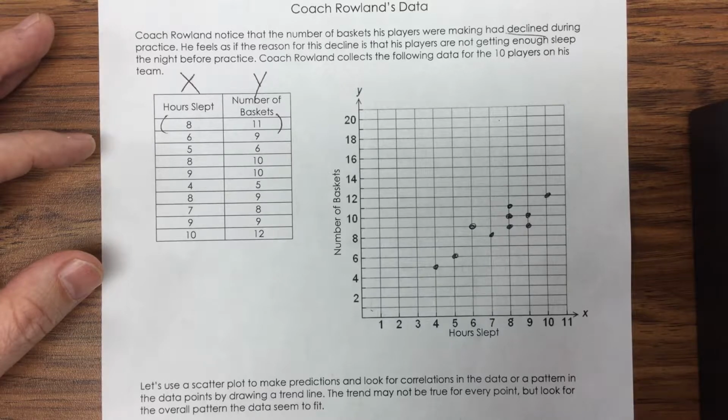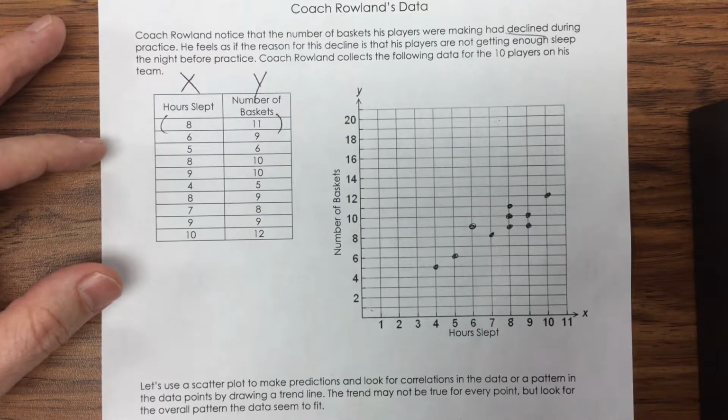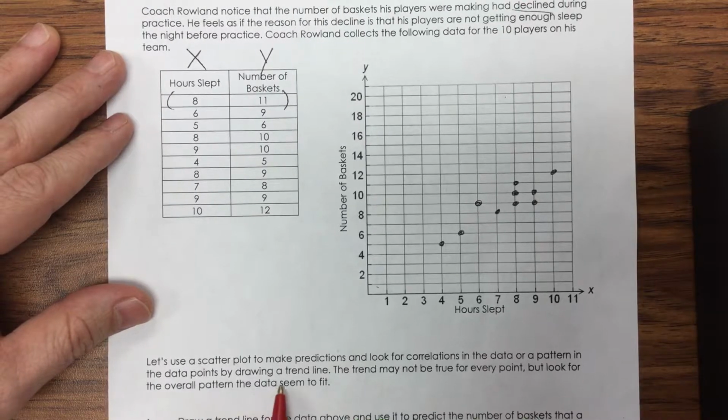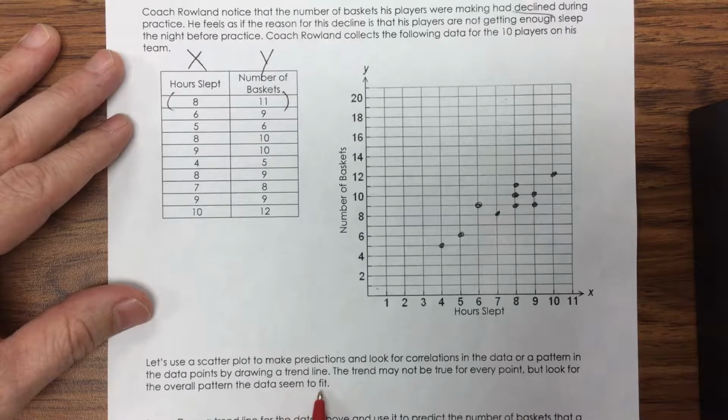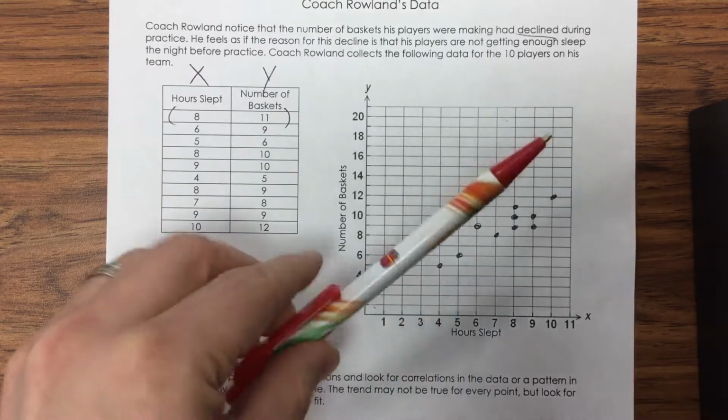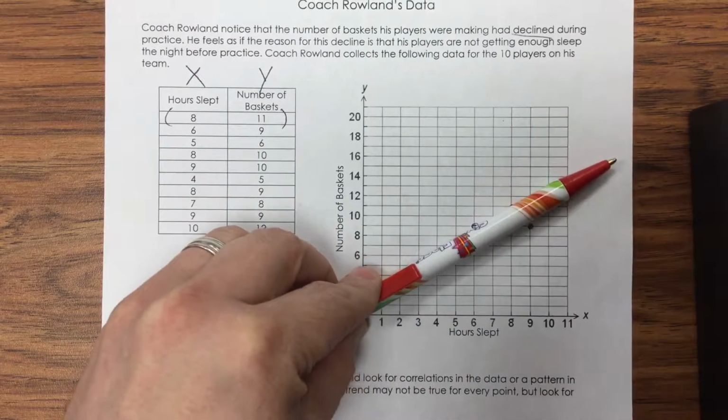Let's use the scatter plot to make predictions and look for correlations in the data, or a pattern in the data points, by drawing a trend line. Before we do that, do you see a correlation? Does it look like it's going a certain direction?